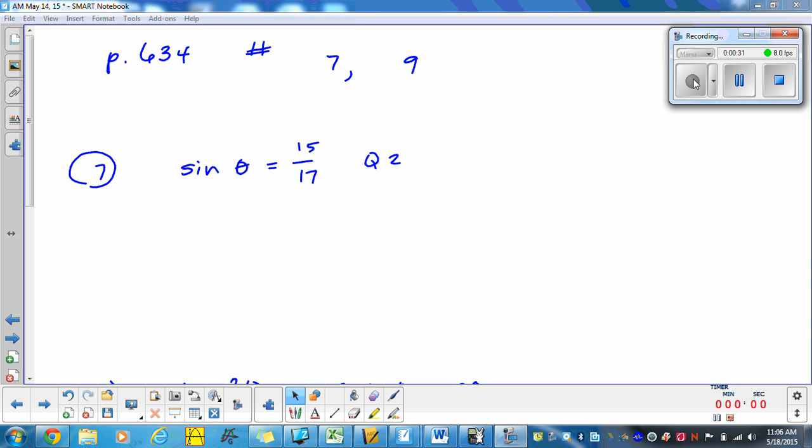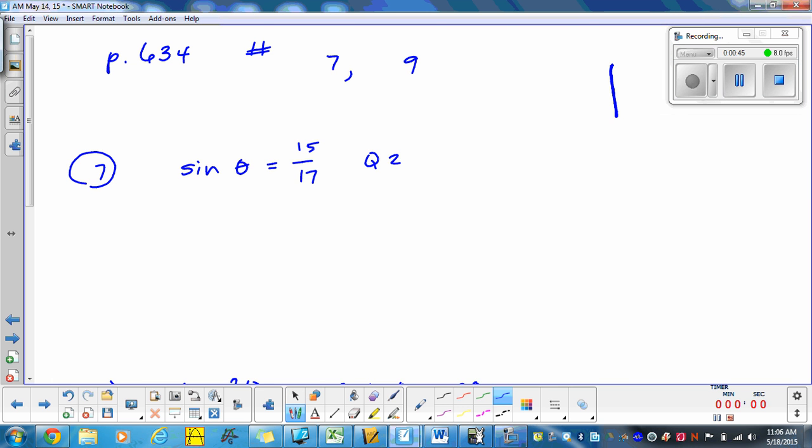In number 7, they tell us that the sine of theta is 15/17, and that this angle lies in quadrant 2. So the very first thing you're going to do is to draw your triangle in this quadrant. So here is quadrant 2, and here's my triangle, and this meets at a right angle. I'm going to note that. And sine of theta is going to be opposite over hypotenuse. So I need to use the Pythagorean theorem to find out this missing side.